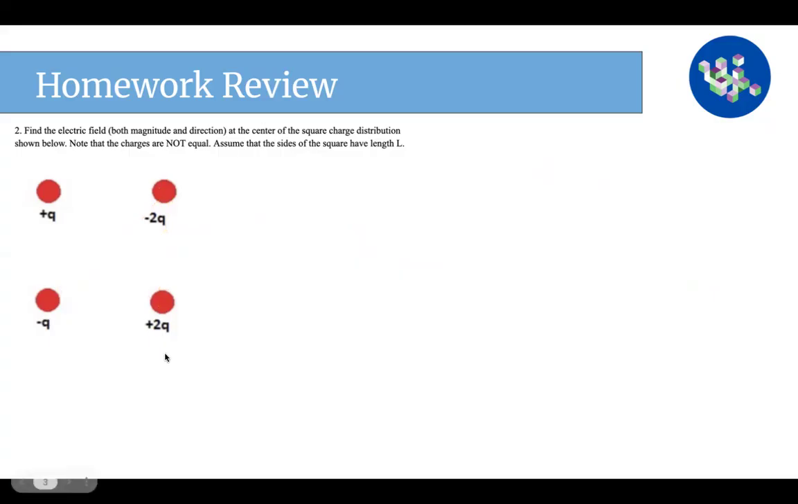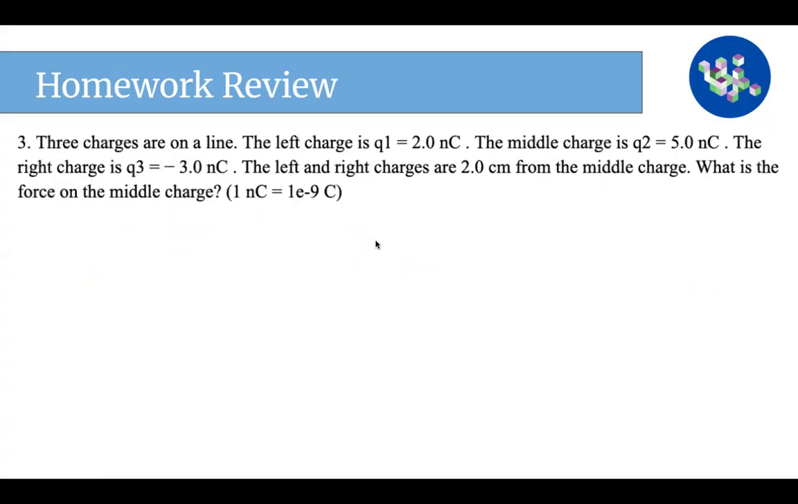Let's move on to the next one. Three charges are on a line. I'll draw this out. We have a line, and then the left charge is Q1, which is 2 nanocoulombs, and the middle charge is Q2, which is 5 nanocoulombs, and the right charge is Q3, which is negative 3 nanocoulombs. These two distances are both 2 centimeters. What is the force on the middle charge?